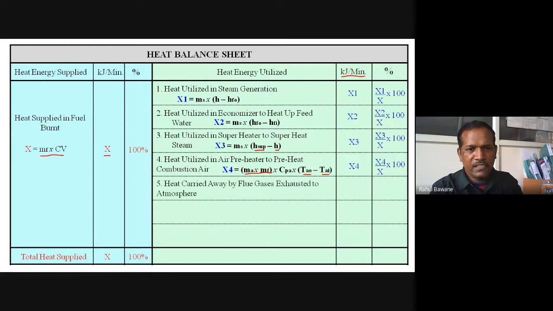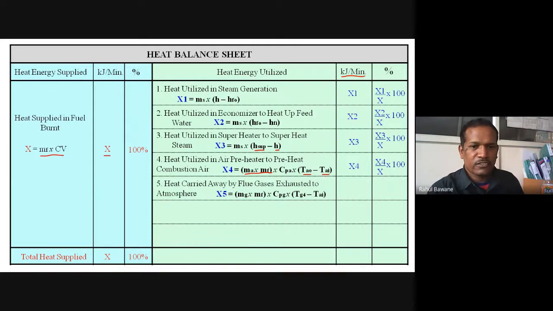Now the fifth head is heat carried away by flue gases exhausted to atmosphere. After the air preheater, we are not using any device to recover heat. So whatever heat remains in the exhaust gas after the air preheater, those exhaust gases are exhausted to atmosphere. That much heat is wasted, which is a cause of thermal emission. But we have to calculate that. Suppose X5 is the amount.